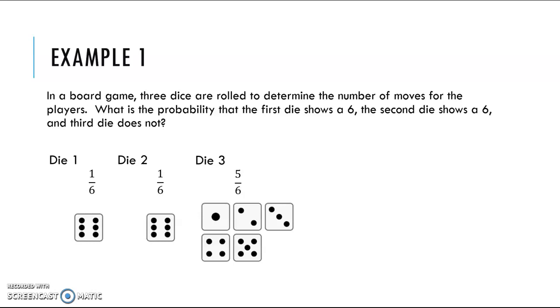Since they are independent events, we're going to multiply them. So die 1 times die 2 times die 3. So it's 1/6 times 1/6 times 5/6, which gives us 5 out of 216. So that is our probability. 5 times out of 216 times, we should be able to get a 6, a 6, and then not a 6. So that was independent events.